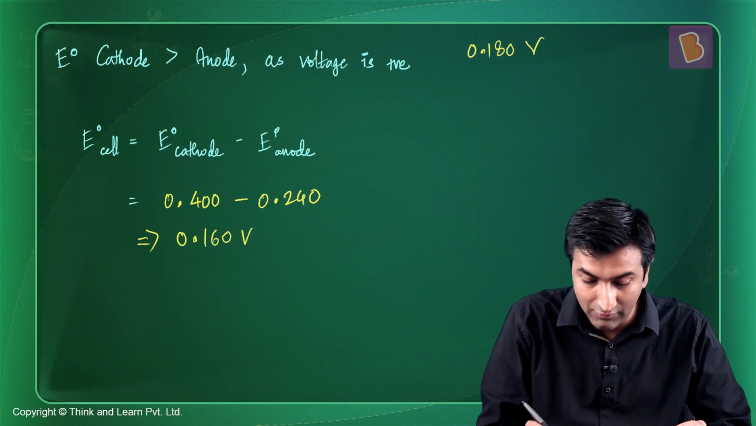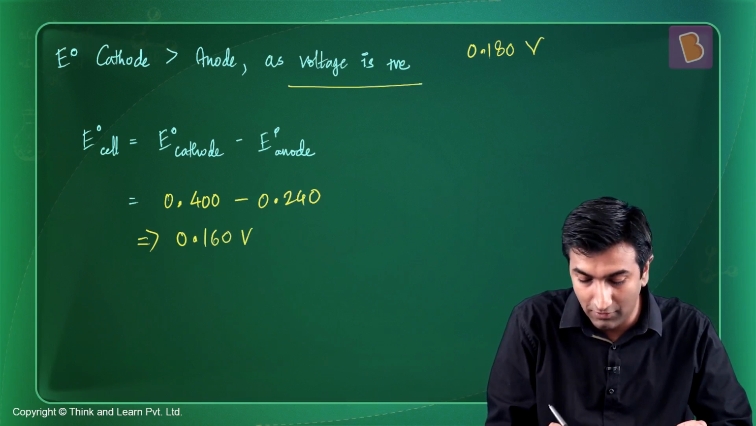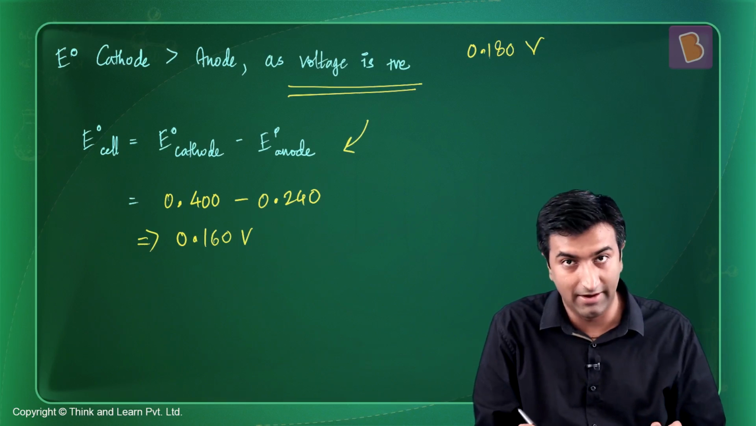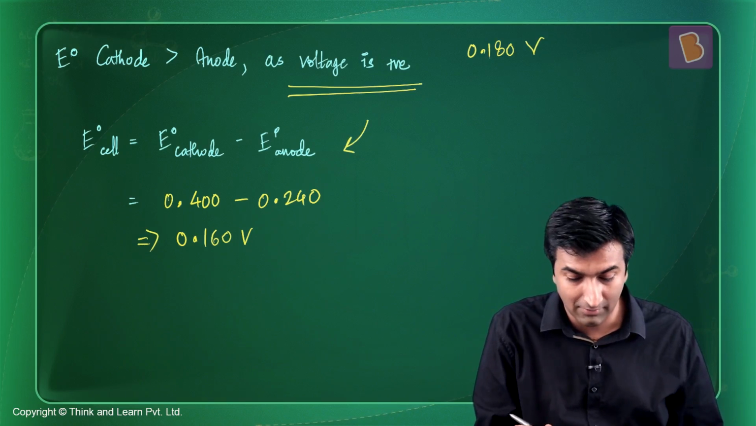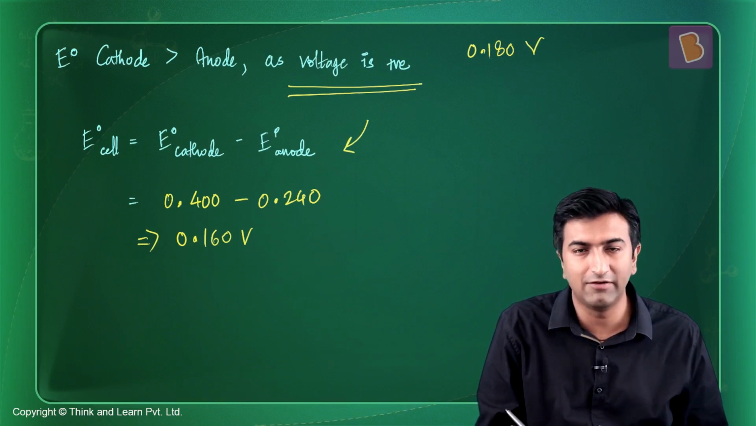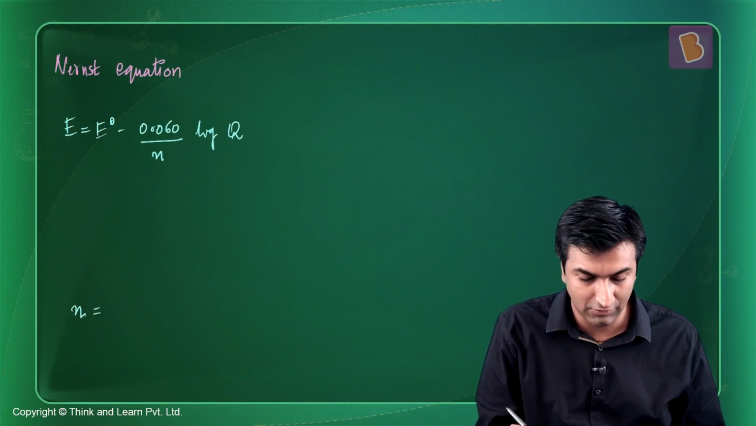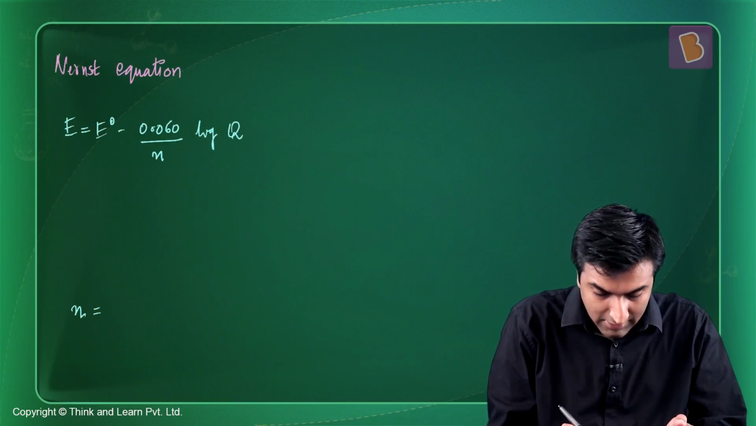The reason I did it this way is because, as I said, the E naught value, the voltage given, was positive, and that would happen only if we choose the cathode and the anode in this manner. Okay, so that's really important here. If you mess the starting point up, the rest of the numerical will give you very, very weird answers. So after this, we just need to substitute in the Nernst equation and get the value of n, right? So what's the Nernst equation here?